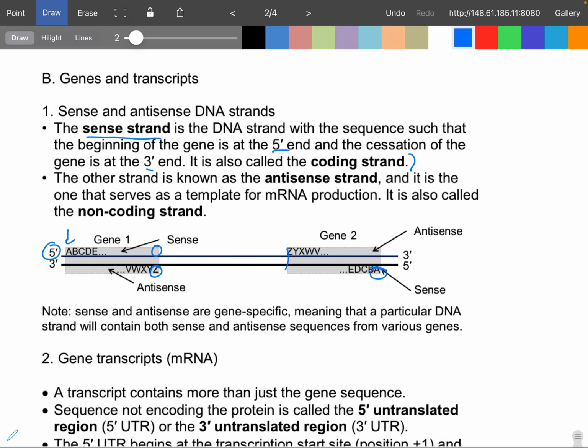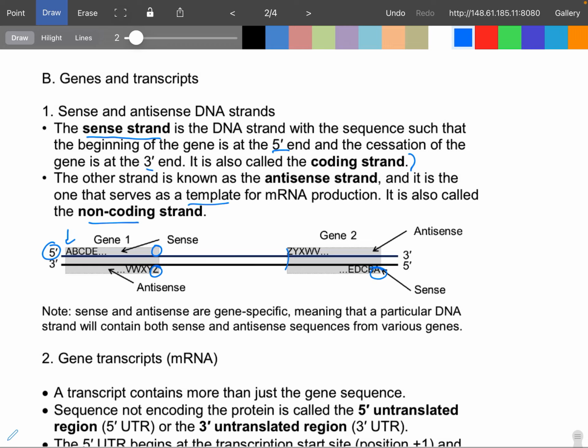And so the antisense is what the opposite strand is. The antisense strand, we also call it the non-coding strand, but it is actually the strand that does serve as the template when messenger RNA is produced, because that messenger RNA needs to have the same sequence with T's replaced with U's, as the sense strand of DNA does.